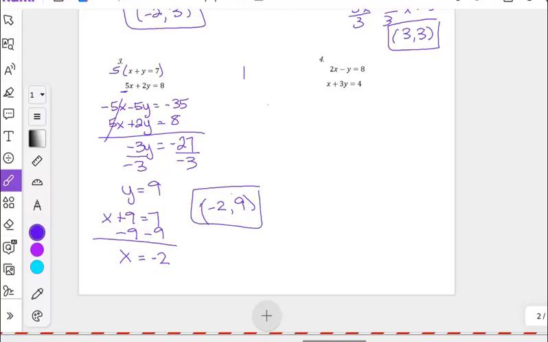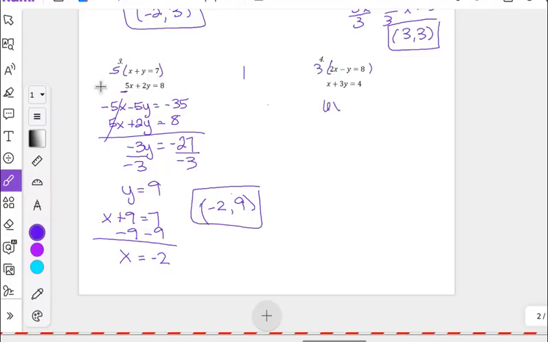I have 2x minus y equals 8 and x plus 3y equals 4. I don't have opposite coefficients. I don't have the same coefficient. So I need to decide if I want to eliminate x or y. For this one, let's eliminate y. Therefore, I'm going to have to multiply the first equation by 3.